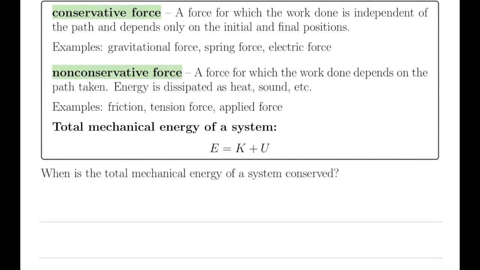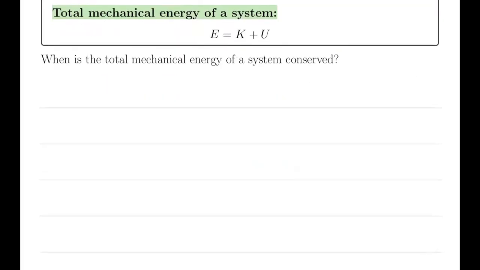One other thing is there's something called mechanical energy. So the total mechanical energy of a system is the sum of its kinetic energy K, so remember that's 1/2 mv squared, and its potential energy U. So now the question is, when is the total mechanical energy of a system conserved?